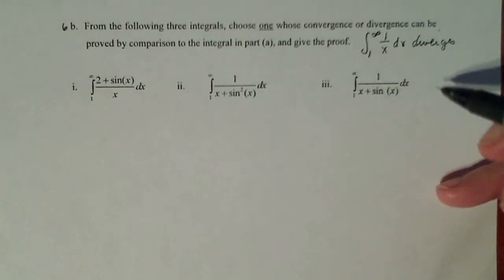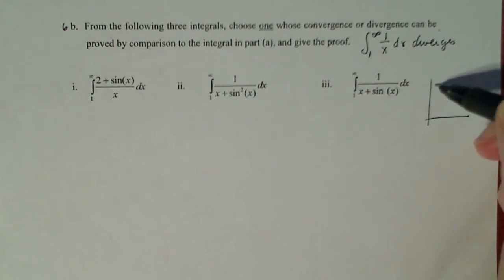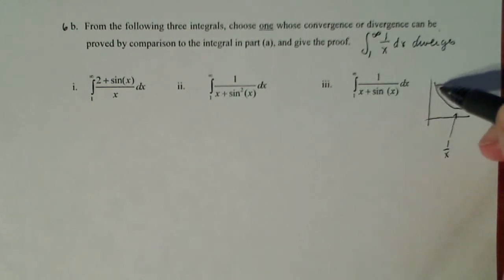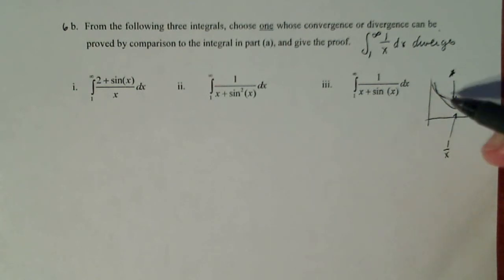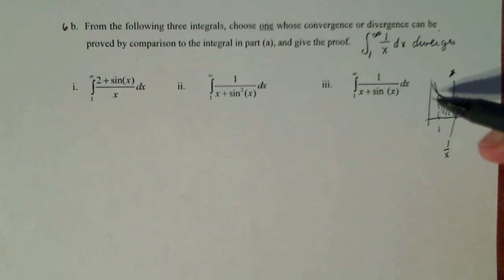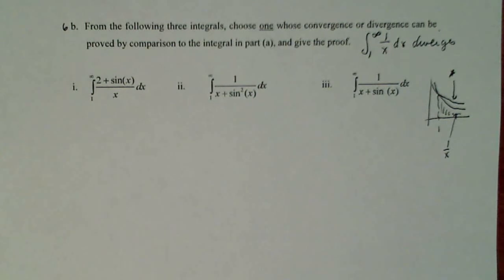So of these three integrals, we have to pick one that lies above it. So this is 1 over x, and we need to find the integral that lies above 1 over x. Because if this area from 1 to infinity is infinite because that integral diverges, adding a little bit more to it is also going to be divergent. If it was underneath, we wouldn't know if that little bit of space that was taken away by the new integral would make it finite.